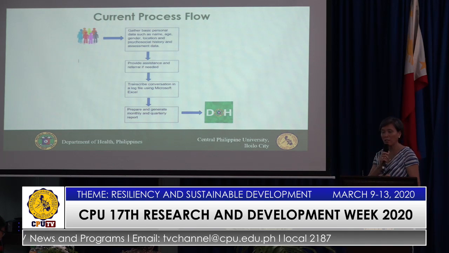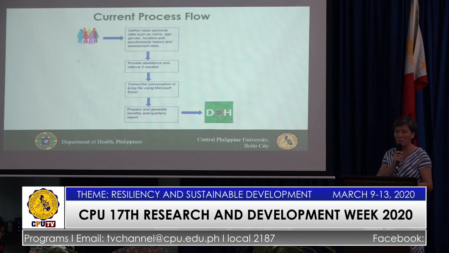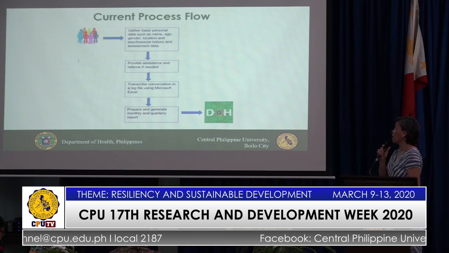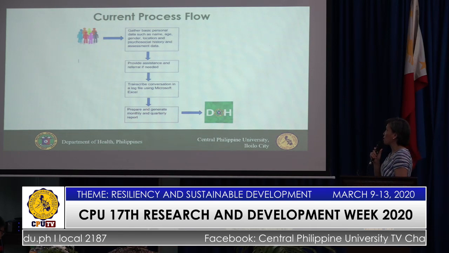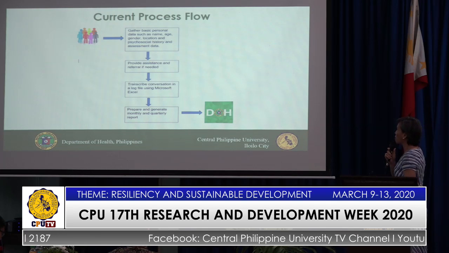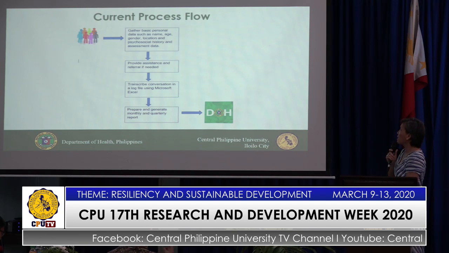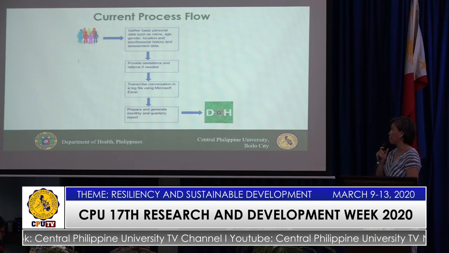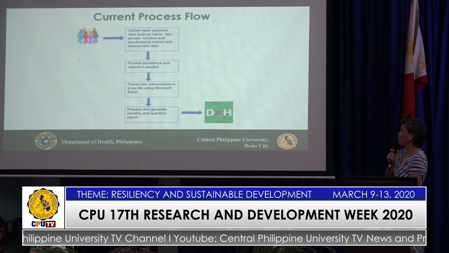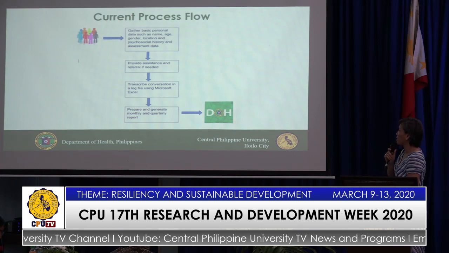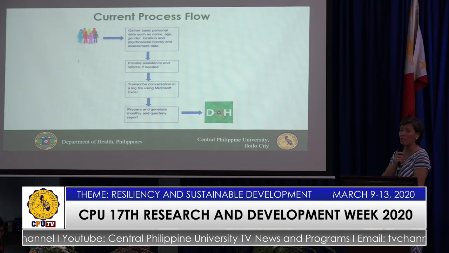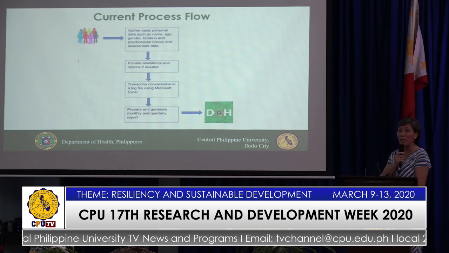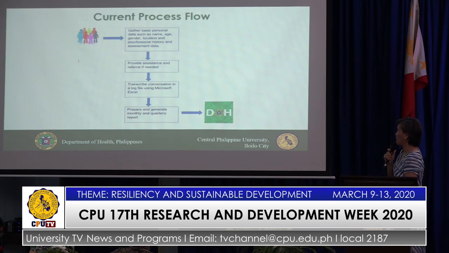So when a call or a text or a message is sent by a client, the basic personal information is gathered, such as the name, age, gender, location, and the psychosocial history and assessment data. After which, the guidance counselor will provide assistance or even refer the client to another department of the government that may meet the service needed by the client.